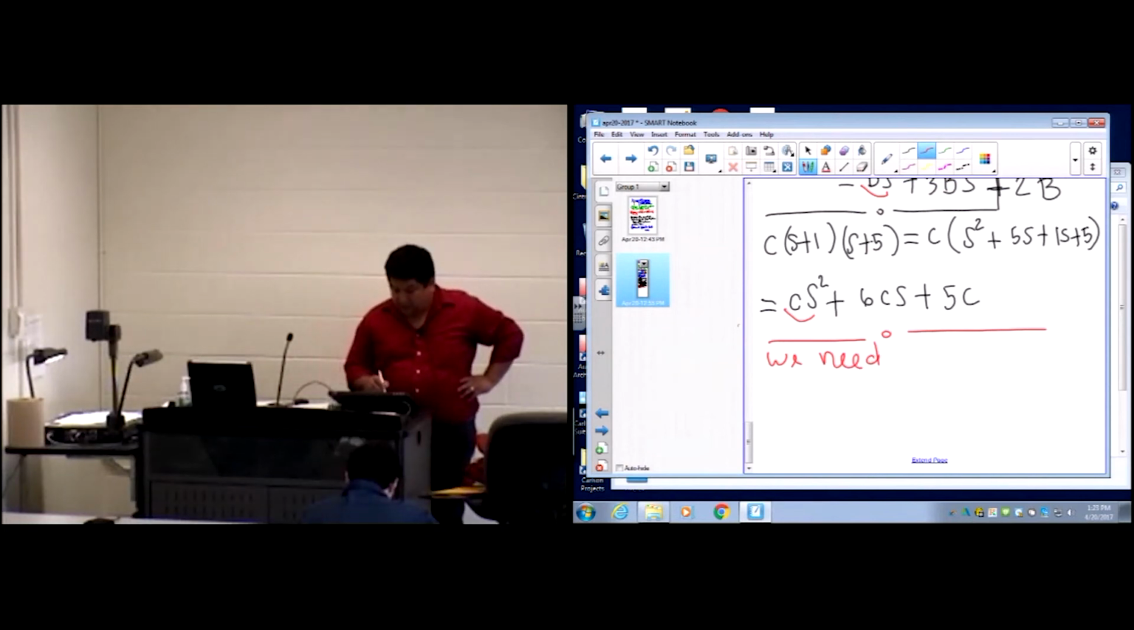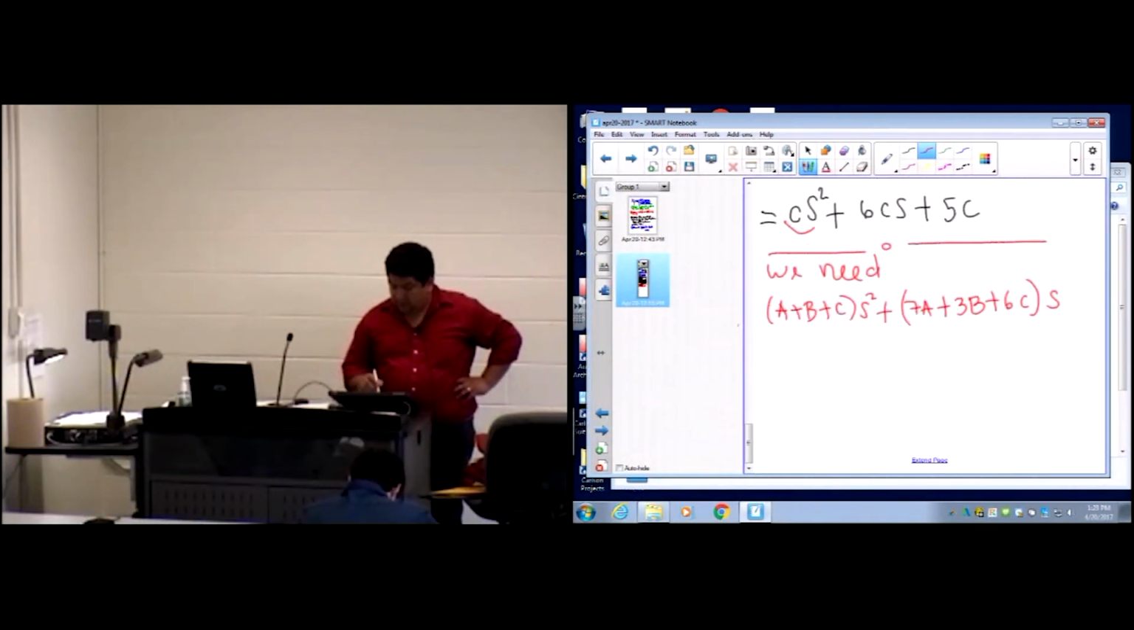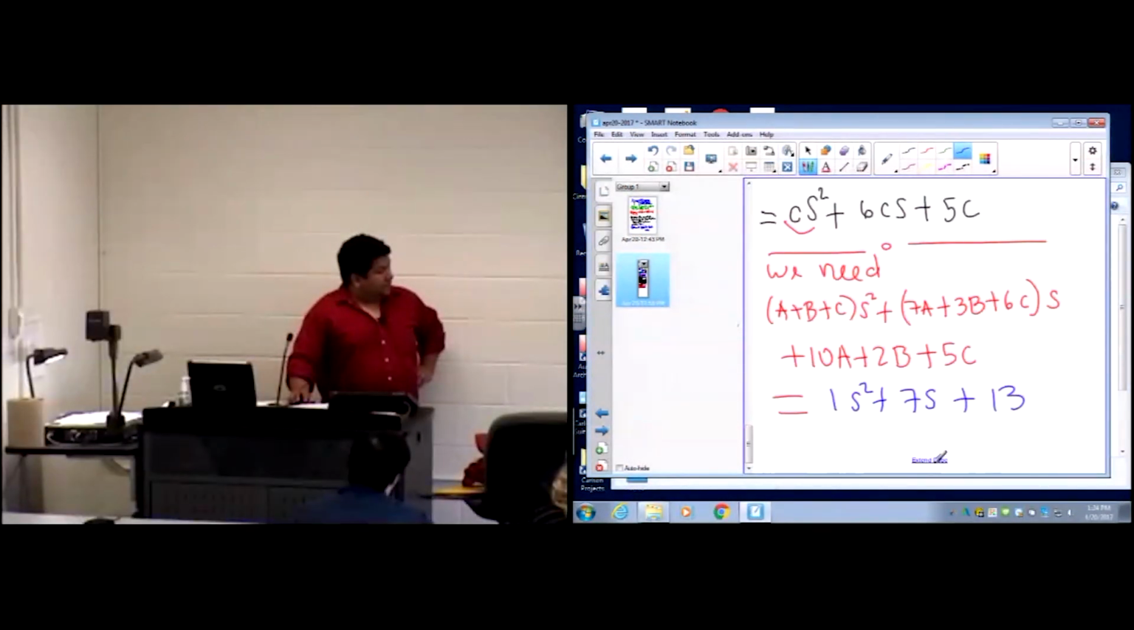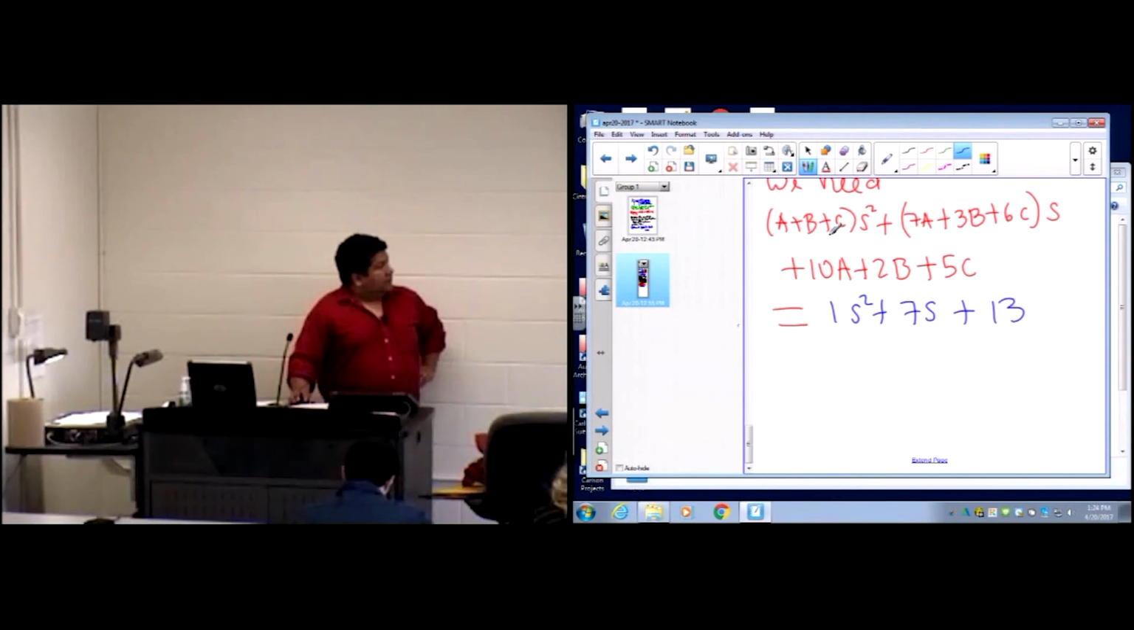7a plus 3b plus 6c times s, plus quantity 10a plus 2b plus 5c. We need that to be equal to 1s squared plus 7s plus 13. So in this equation, this right-hand side, we need this quadratic, a plus b plus c times s squared, and then quantity 7a plus 3b plus 6c times s, and then 10a plus 2b plus 5c. We need that to match the numerator of the original calculation we started with.